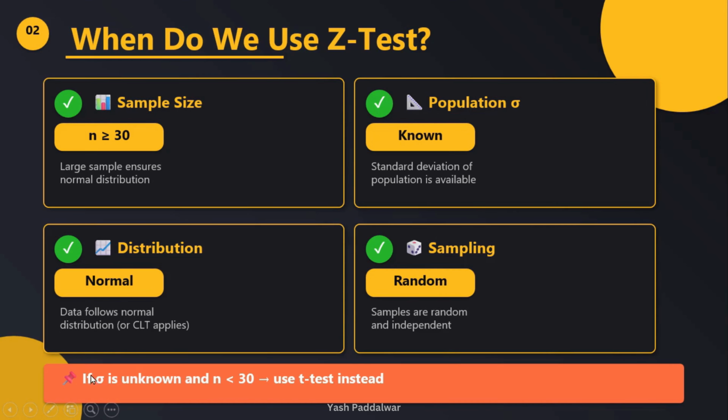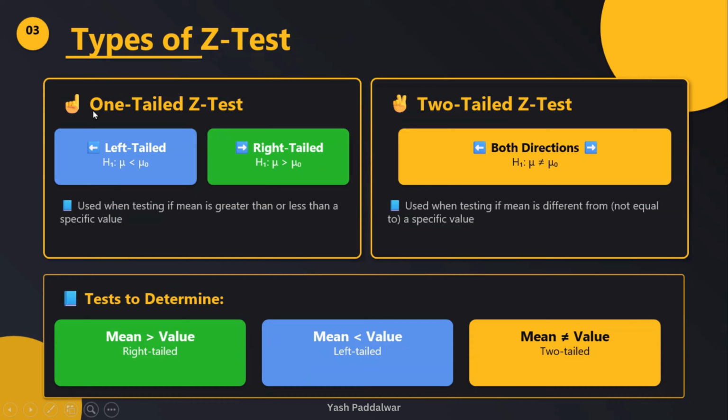If all these criteria fit your case, then you can blindly apply the Z test. Now, if your population variance or standard deviation is not known to you, or your sample size is smaller, then in that case you can use the T test, which we'll be looking into in the next video. Now there are two types of Z test. The very first is the one-tailed Z test and the second is the two-tailed Z test. The one-tailed Z test has two types, left-tailed or right-tailed. It can be one of them.